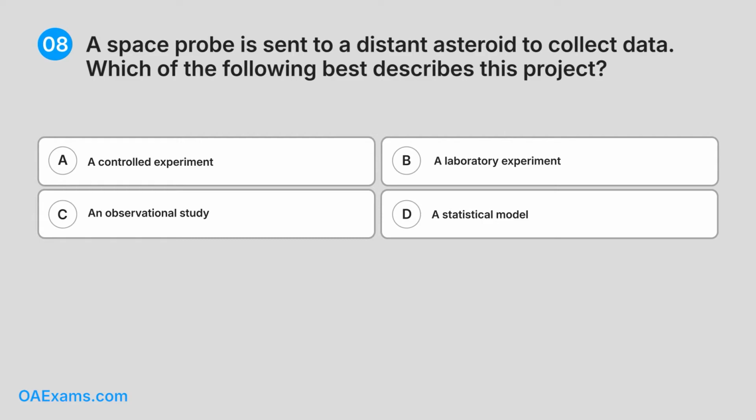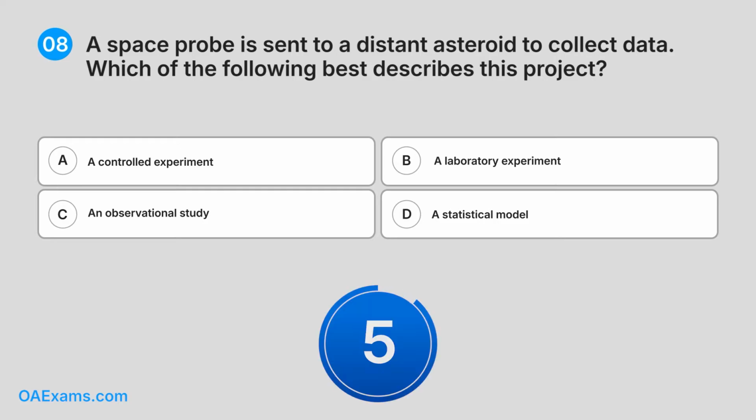8. A space probe is sent to a distant asteroid to collect data. Which of the following best describes this project? A. A controlled experiment. B. A laboratory experiment. C. An observational study. D. A statistical model. What do you think is the answer?